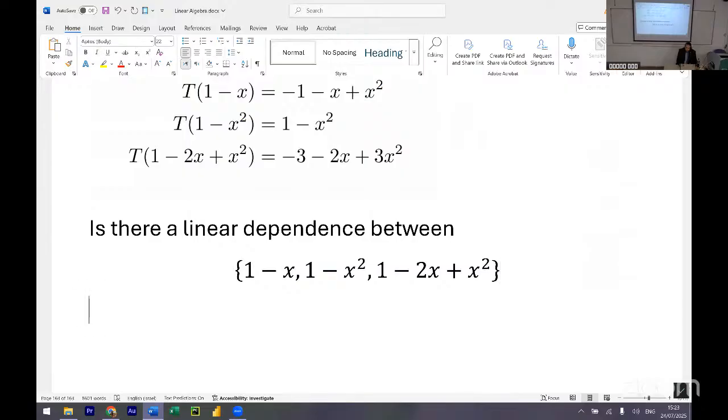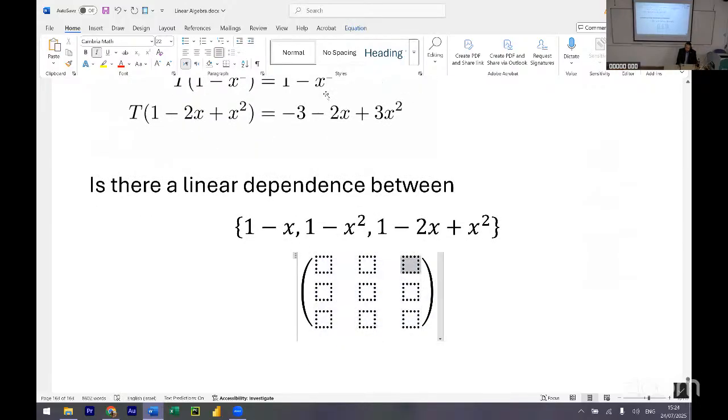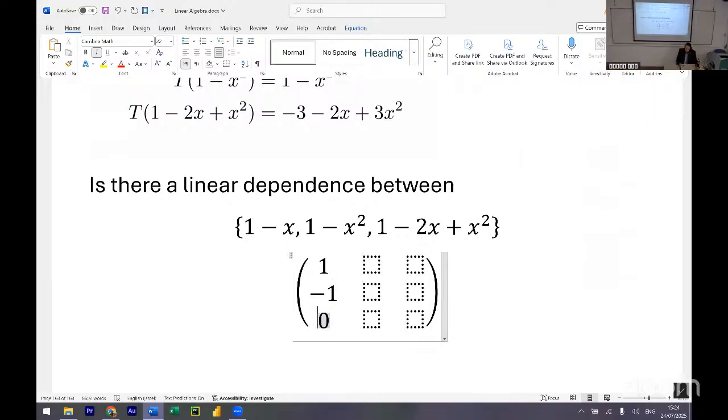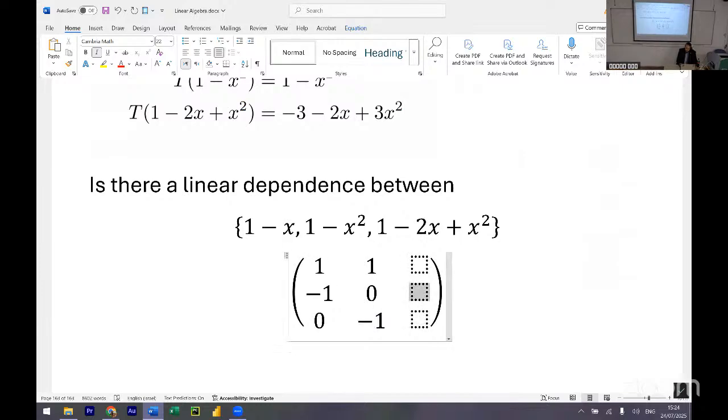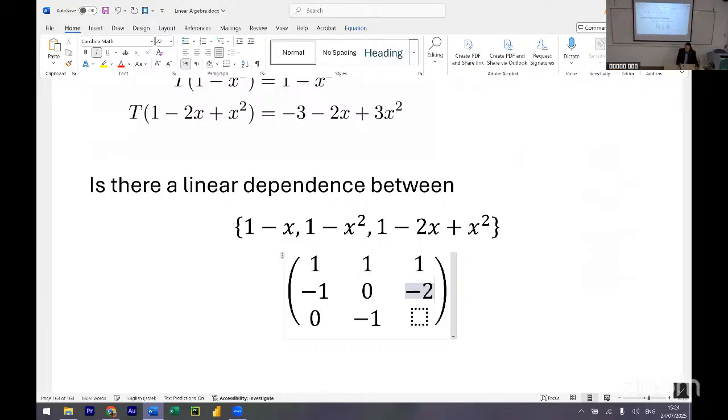So we put the matrix, we use them as column vectors. We take the coefficients and put them in a matrix. I didn't ask you anything about polynomials in the actual test, so it's good for you to translate it immediately. So it's 1, minus 1, 0; here it's 1, 0, minus 1; and here it's 1, minus 2, 1.